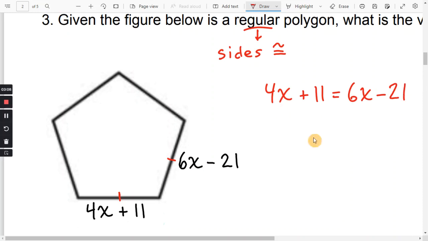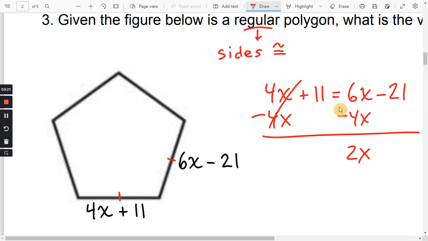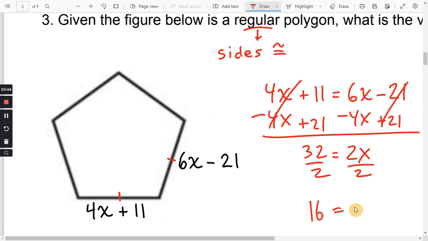Okay, you want x's on one side and numbers on the other. I like to subtract the smaller x. So I'll just subtract 4x. It cancels here. 6 minus 4 is 2. Bring down the equal sign. And now we want the 21 on the other side since we have x's on the right. Opposite of negative 21 is positive 21. And it cancels here. 1 and 1 are 2. And 1 plus 2 is 3. So this is x times 2. The opposite of times 2 is divided by 2. 32 divided by 2 is 16.